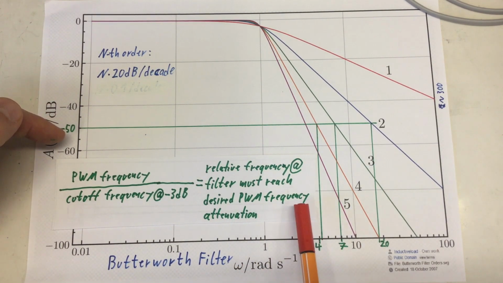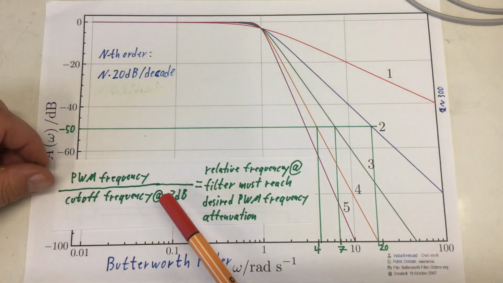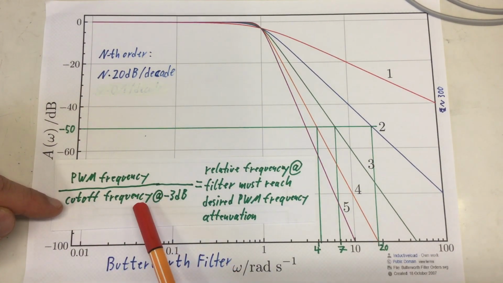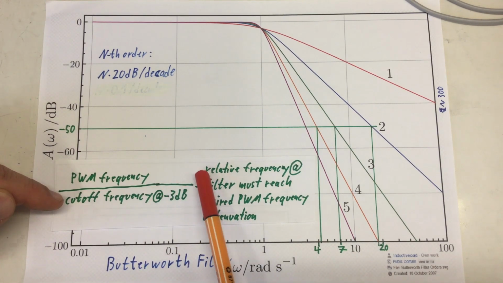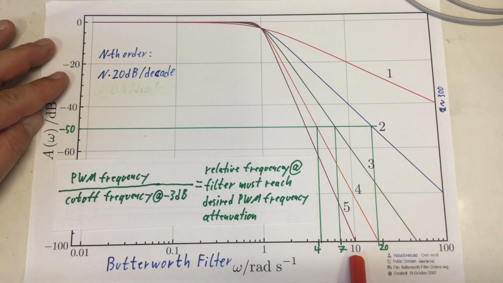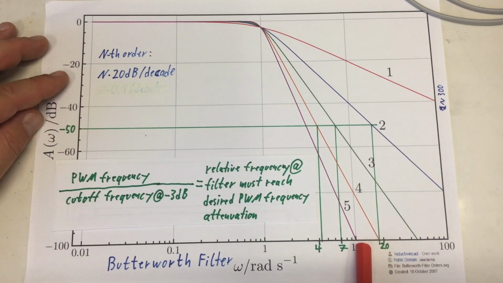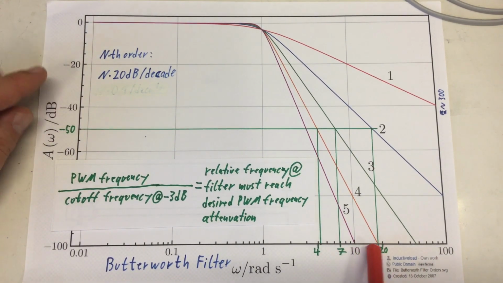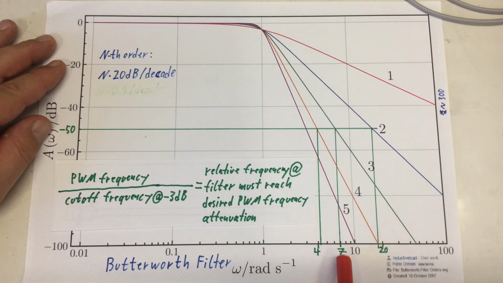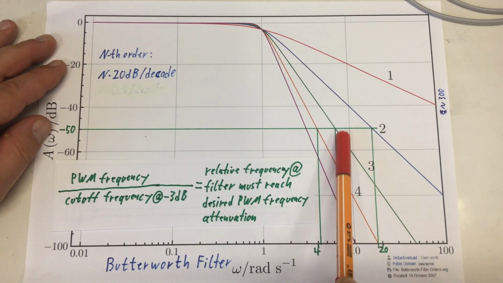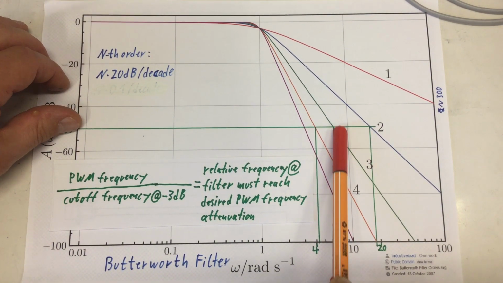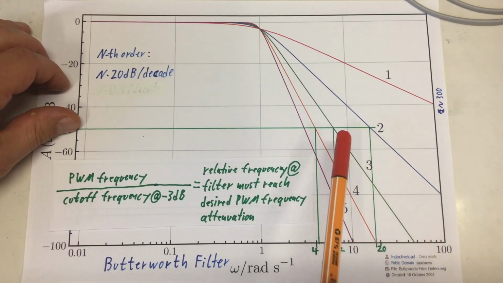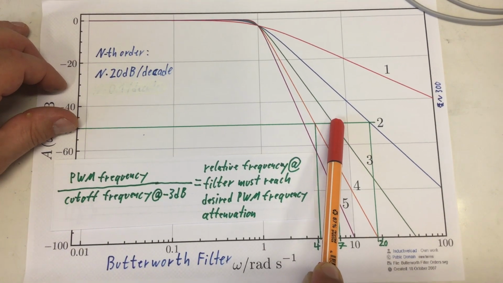And that gives you the relative frequency at which any filter you choose must have reached the desired attenuation for the PWM frequency. Let's say we want an analog bandwidth of 100 Hz at -3 dB, and we divide our PWM frequency of 980 Hz by that. That gives us a relative frequency of 9.8, so somewhere here on the frequency scale. And the first filter to reach just before that the desired attenuation for our PWM frequency of -50 dB is again the third order filter.